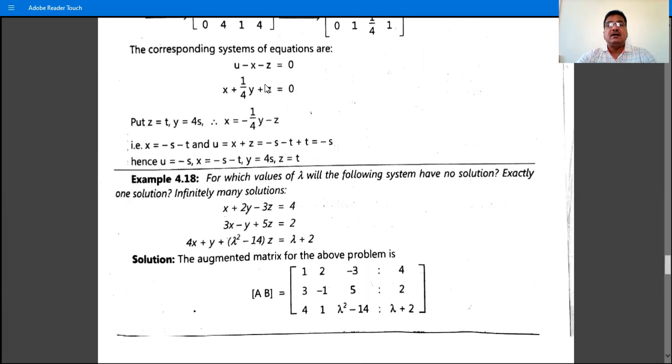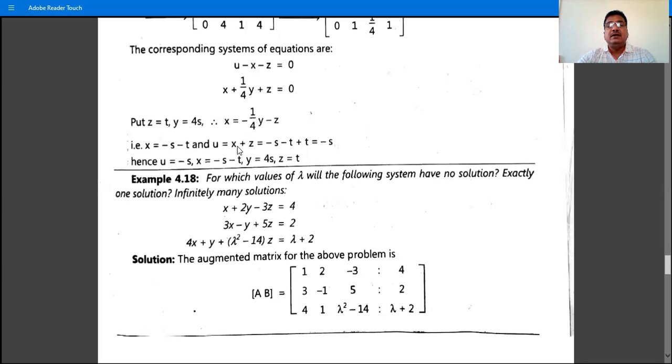So out of u, x, y and z, we can assign any 2 unknowns. So we assign y and z. Suppose z is t and y is s or 4s. In order to avoid the fractions, we assign y as 4s. And then from this equation, x is minus 1 by 4y minus z, substitute y as 4s and z as t. We have x as minus s minus t.